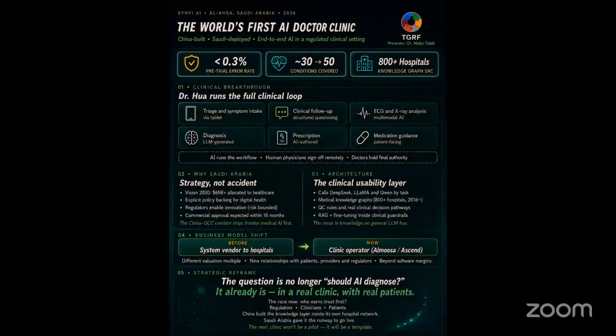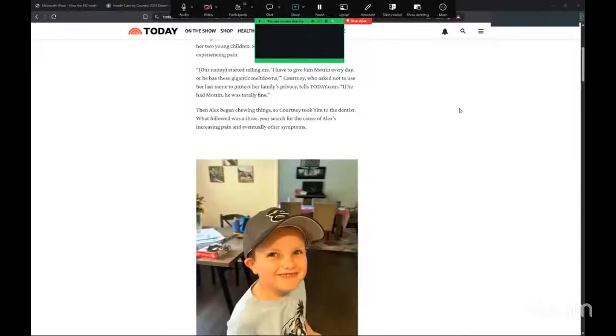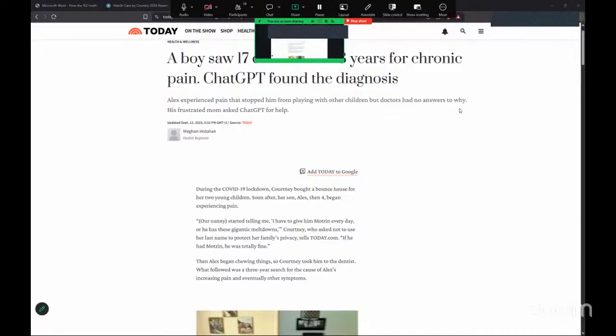Can I share my screen, for the safety outcome, to show people something about why I think we're actually looking at the very, very near future? Back in 2023, there was a boy whom 17 doctors apparently could not diagnose, with chronic pain in the back.